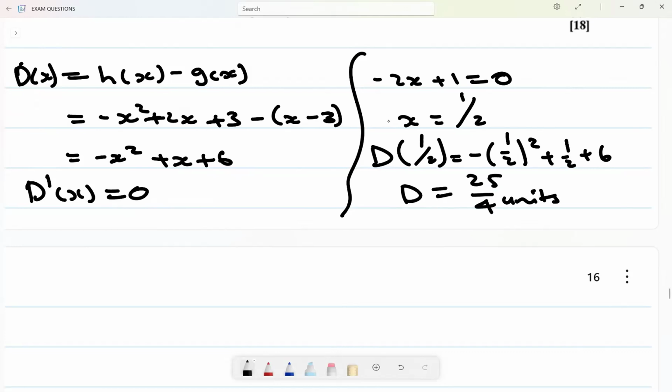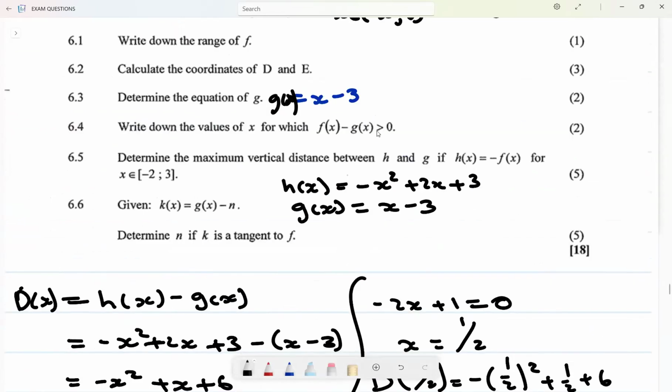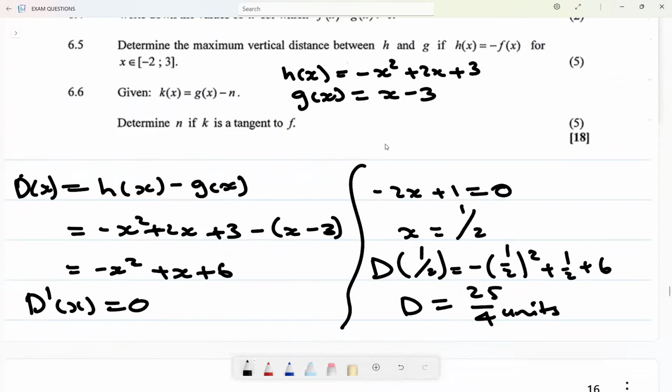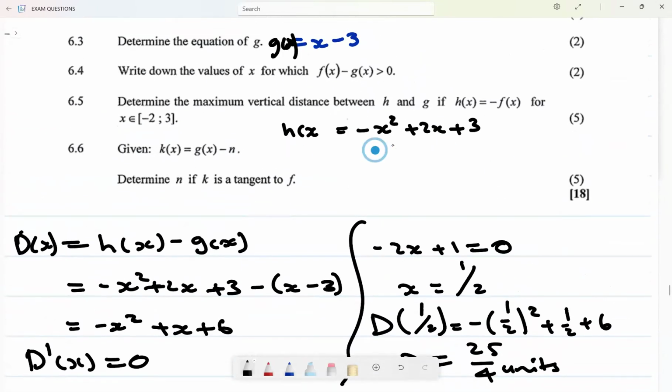Or you can just say it is 6.25 units. So that's basically that, guys. These questions are very beautiful. They follow the same analogy. It's going to be like this every time.